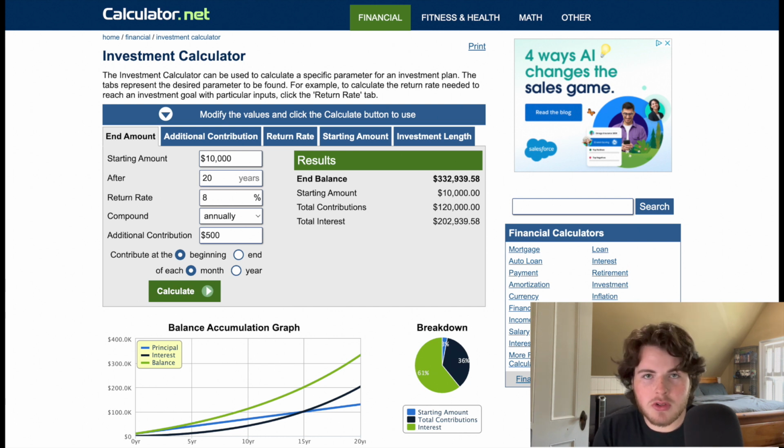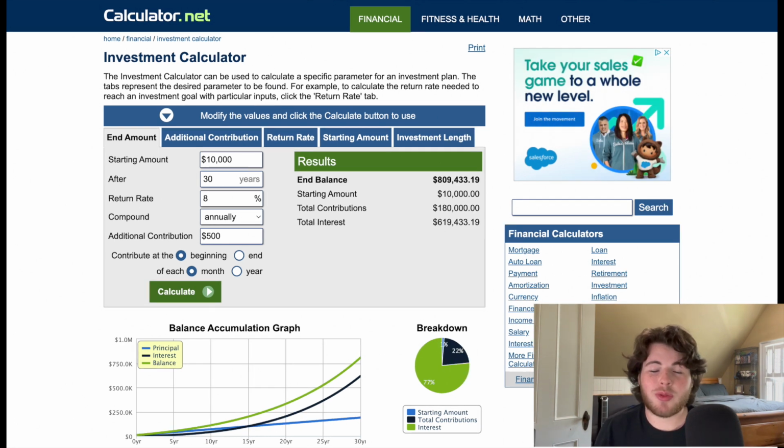So that is over 4 times. Actually, that is about 5 times the interest you earned in the first 10 years, which is a significant increase. So now if we look at 30 years out with the same investment details, you get over $800,000 at the end of 30 years compared to the $300,000 you were earning in the first 20 years.